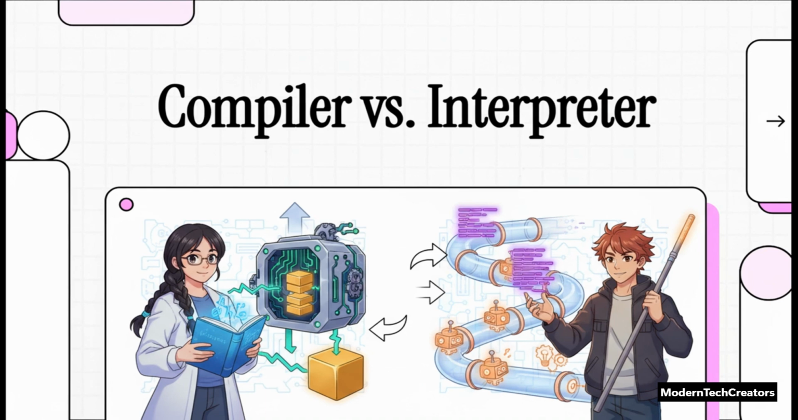Have you ever typed out some code and just wondered how in the world your computer actually understands it? I mean, computers only speak in ones and zeros, right? Well, it's all thanks to some really clever translators working behind the scenes. And today, we're going to break down the two big ones, the compiler and the interpreter.